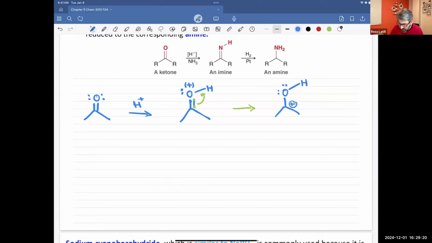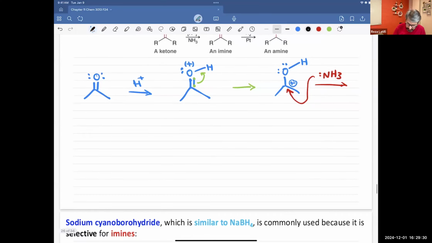Positive charge here. Next step, NH3 can get involved and it will attack technically that carbon, and we get such a compound. Say, or I can put this one here.